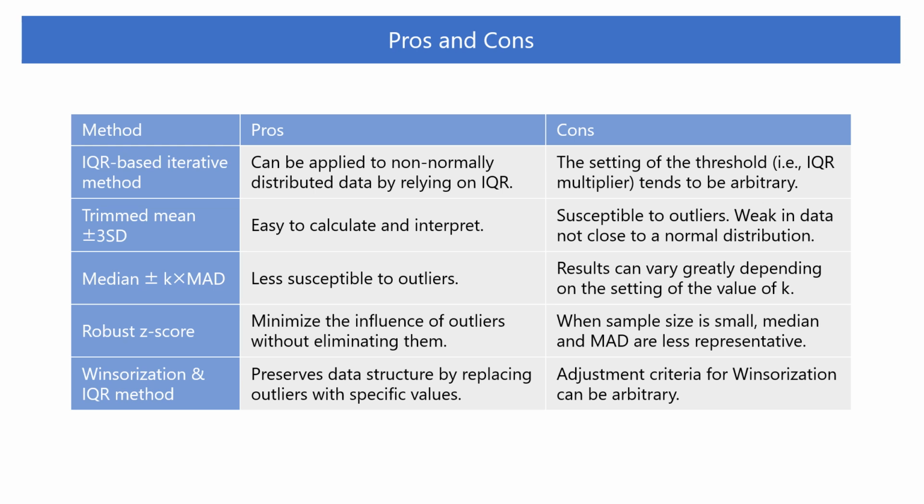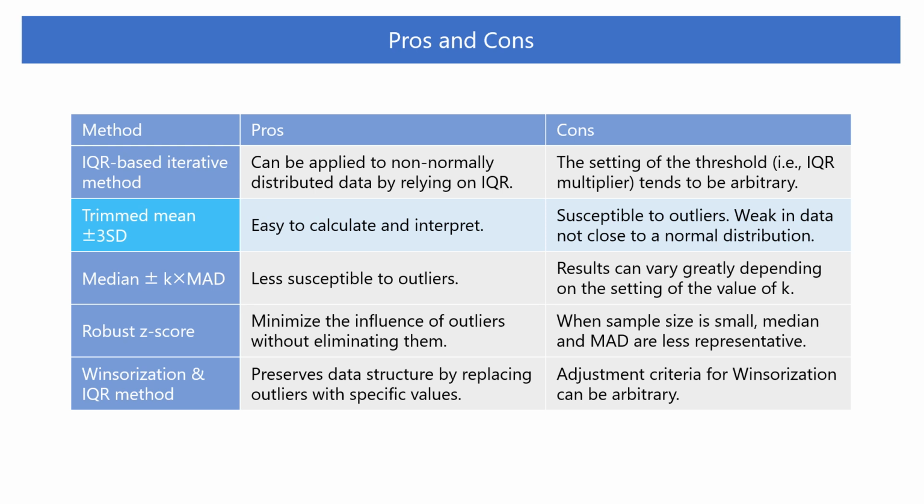We have introduced 5 methods, including the IQR-based iterative method, explained in the previous section. Let me summarize the pros and cons of each method. The IQR-based iterative method can be applied to non-normally distributed data by relying on the IQR. However, it should be noted that the setting of the threshold value, that is, the IQR multiplier, can easily become arbitrary.